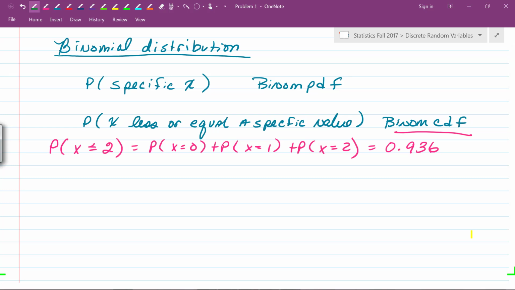Now, if I had wanted to, I could have gone ahead and continued and asked what's the probability that x is less than or equal to 2?